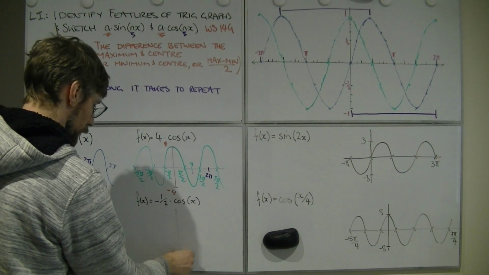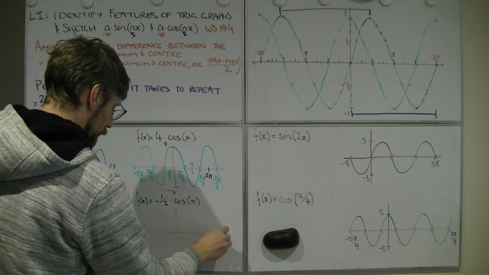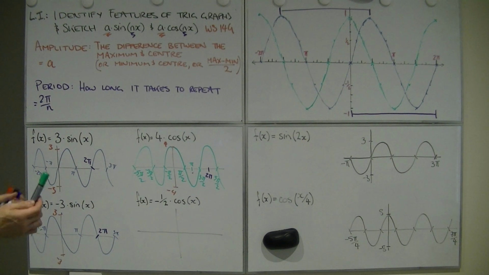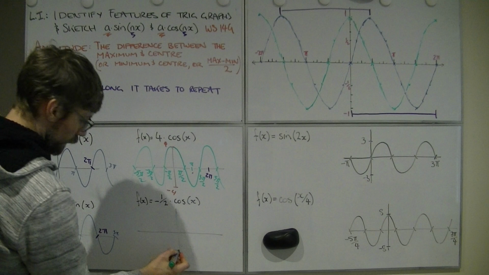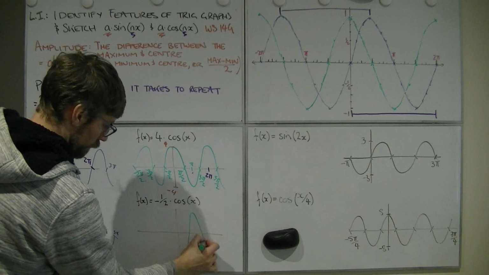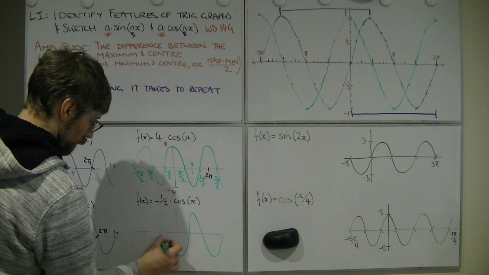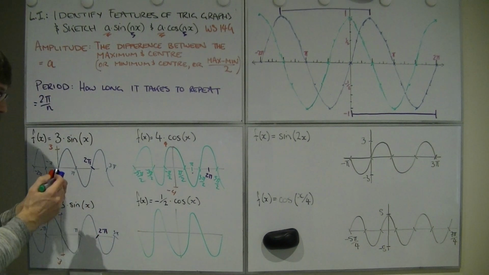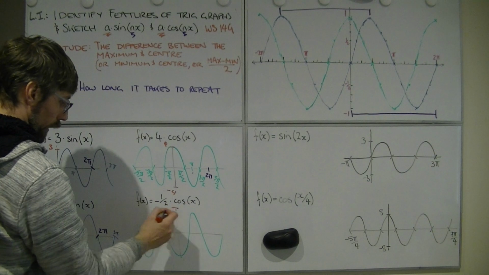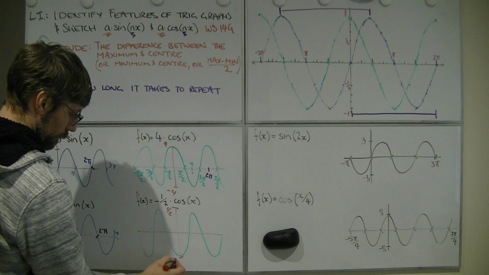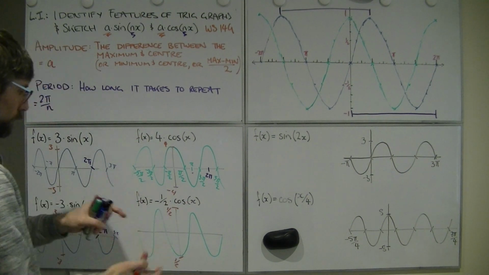Okay, negative and a fraction. No, we don't have to worry too much. So we've got a cos curve. It's negative now, so the whole thing flips upside down. Something like that. Cool. So now our amplitude is half. So everything got squished in.